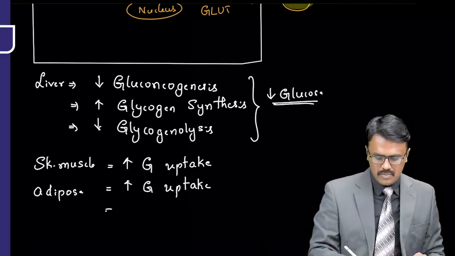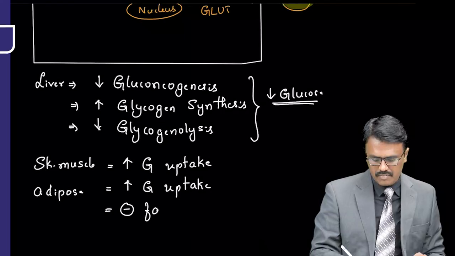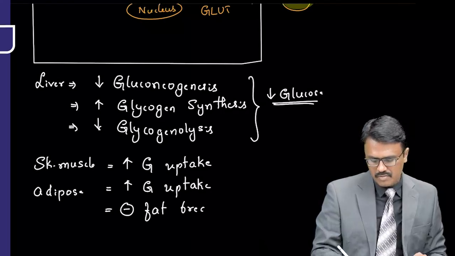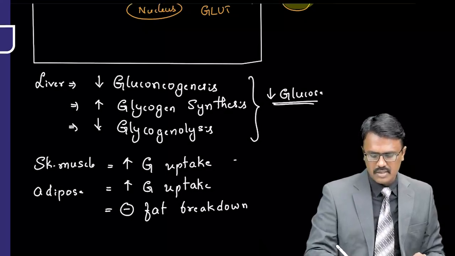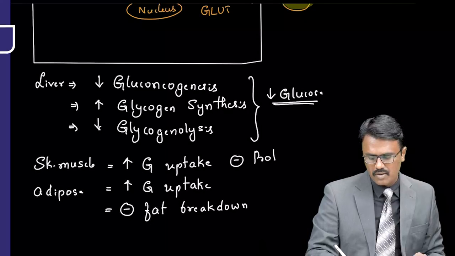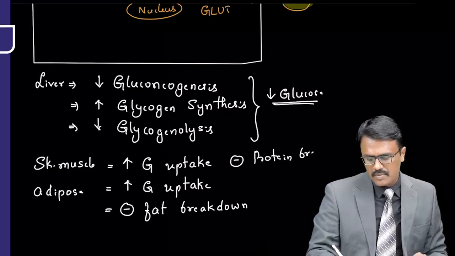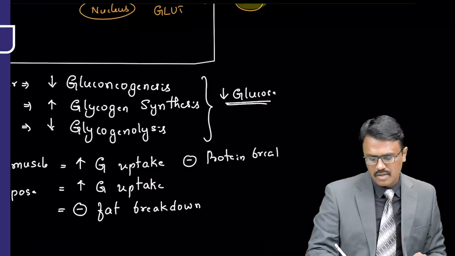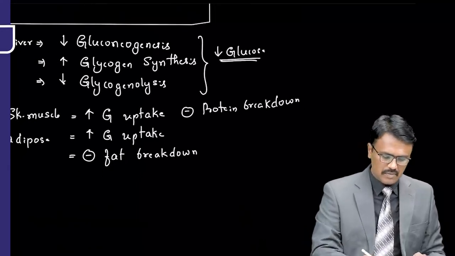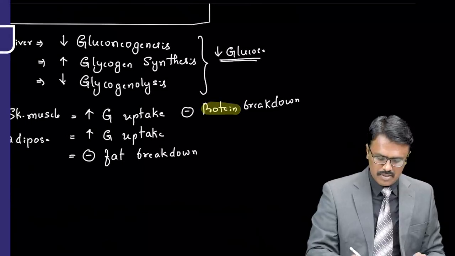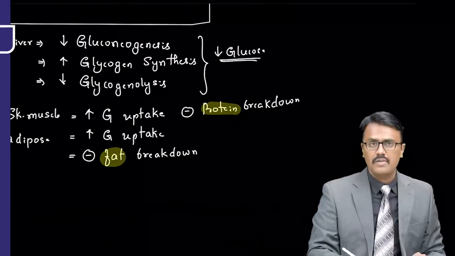And also there is inhibition of fat breakdown. And also in muscles, there is inhibition of protein breakdown, because in the absence of insulin, the body tries to utilize the adipose, that is fat, and protein. So that's why the person will not lose the protein, the person will not lose the fat. So what is the adverse effect?